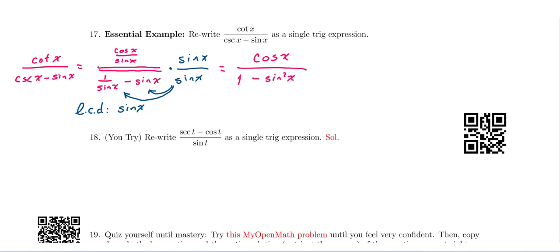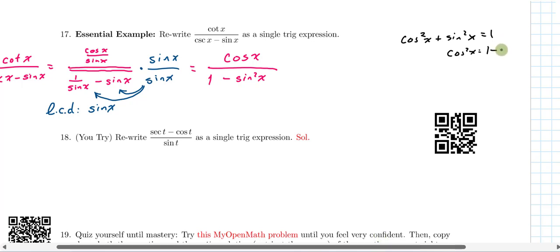Well, one thing we could do is pull in our Pythagorean identities, and one of our Pythagorean identities says that the cosine squared of x plus the sine squared of x is equal to 1. That's usually how we have it memorized, but remember that I can rewrite this lots of different ways. For example, if I were to solve for cosine squared of x, I get that that's equal to 1 minus the sine squared of x.